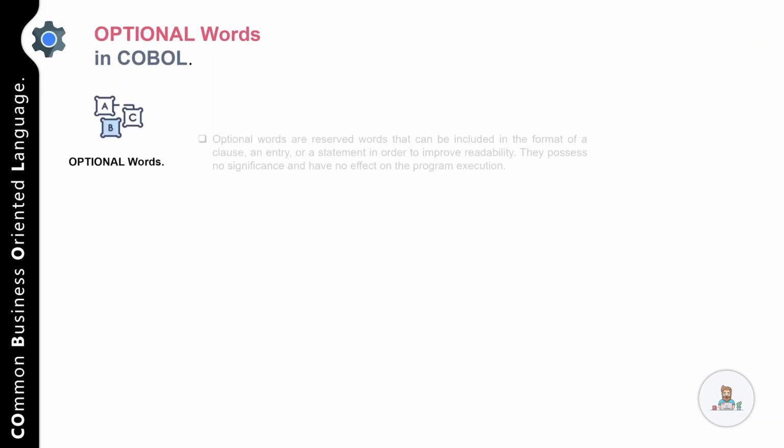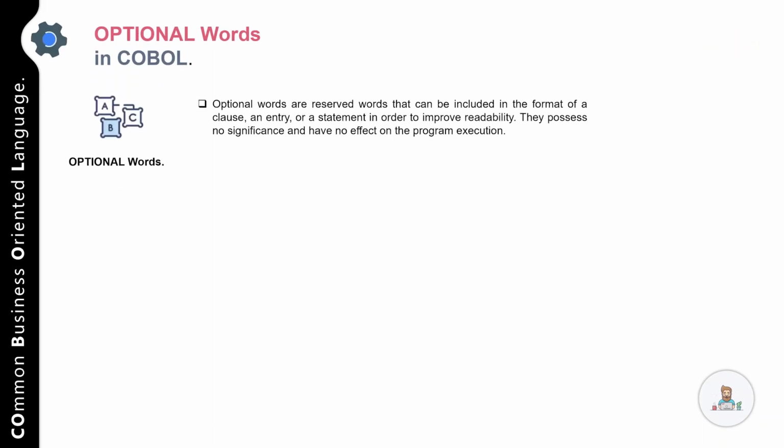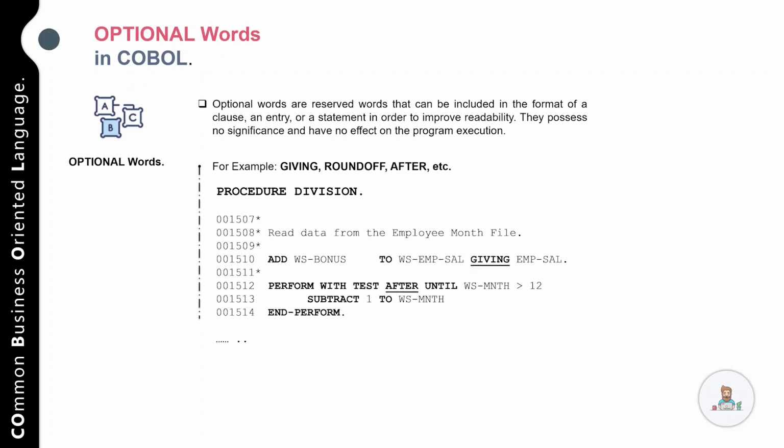Now let's talk about the optional words in COBOL. By definition, optional words are reserved words that can be included in the format of a clause, entry, or statement in order to improve the readability of the code. They have no effect on the execution of the program. A quick example of optional words are giving, rounded, after, and there are many more, right?